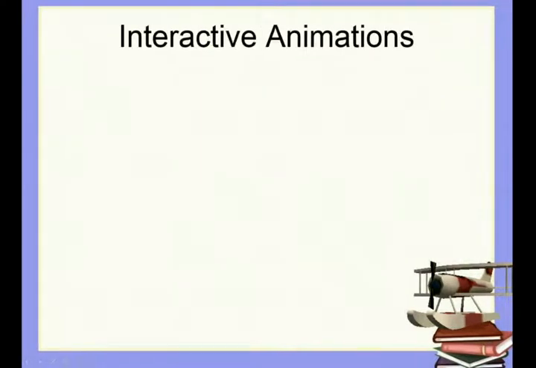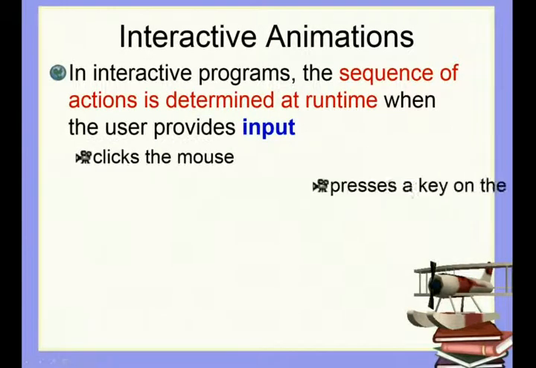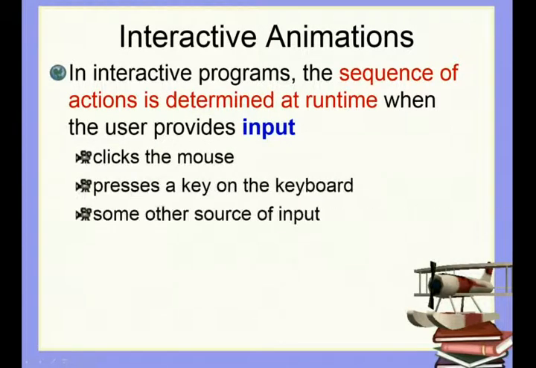Okay, so interactive animations. The deal is that the user is going to provide input, and that's going to determine the order that things happen. Well, how could that happen? And you do this all the time in your life. It could be clicking a mouse. It could be pressing a key on a keyboard. Some other source of input, like a game controller. For those of you that have iPhones or touch screens, that's another way to give input. Unfortunately, with Alice, we're not quite there yet.